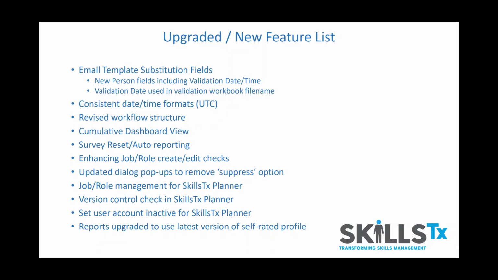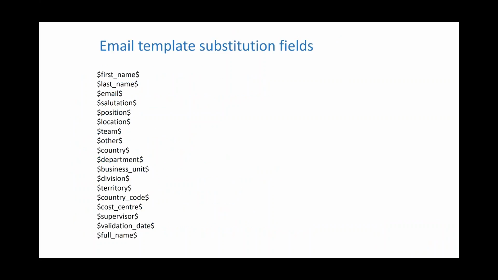Okay, so we'll have a look at the additional fields that we've added. This is what they look like as substitution fields for the email template. You can see quite a long list there, things like territory, country code, business unit, etc. If you forget what the actual substitution name is, it's pretty straightforward. It's the name of the field in the person record, and if that name has got a space, you substitute that with an underscore. So country code in the person record becomes country underscore code with a dollar prefix and suffix, and that will then drop that into the email.